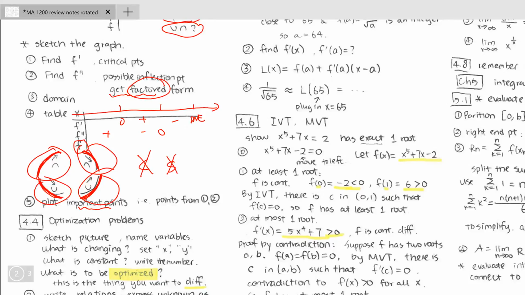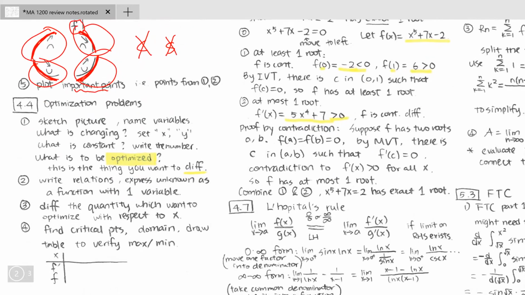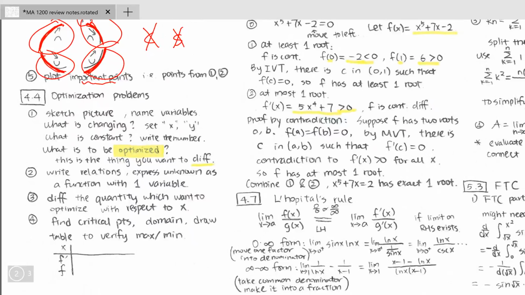Okay, and then we talk about section 4.4, optimization problems. Here are the steps. First, you want to sketch a picture and name the variables. So you want to figure out what is changing, set the variable x, y, or A for area, V for volume. And then you want to ask, what is constant? If it's constant, don't name a variable. Just give it a number, because if you give it a number, you know it's not going to change. When you differentiate it, the number is just going to be 0. Okay? So don't make too many variables.